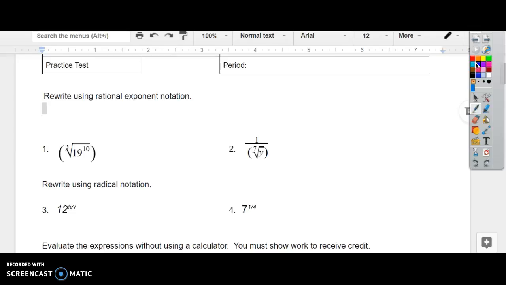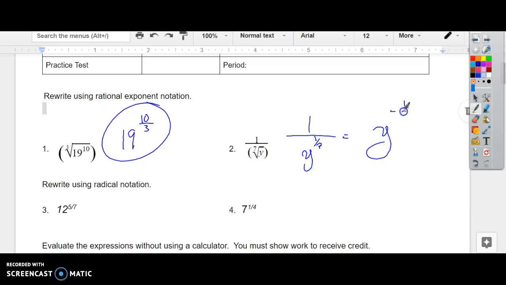All you're doing in 1 and 2 is basically writing this in exponential form, which would be 19 to the 10/3. That's finished. Over here, you would start with 1 over y to the first over 7. When we rewrite y out of the denominator, remember, you just need a negative exponent.